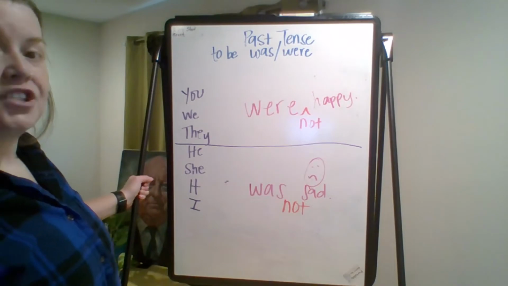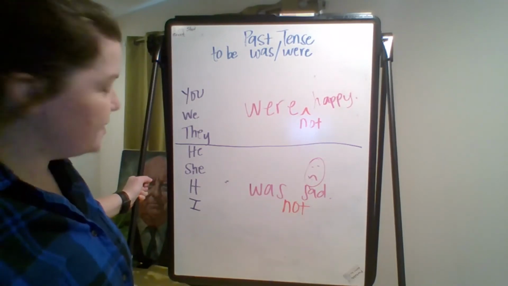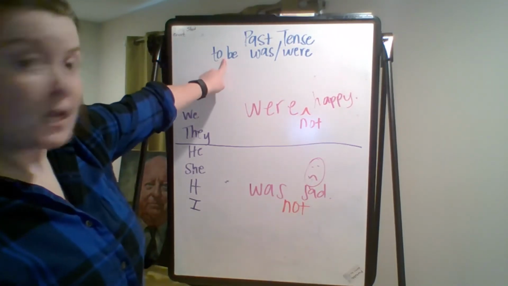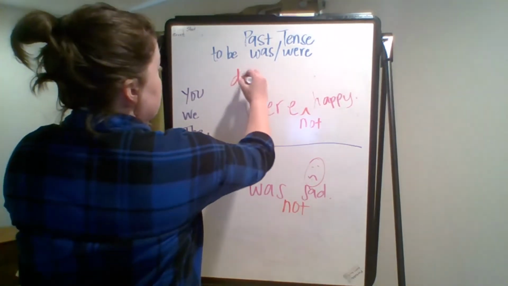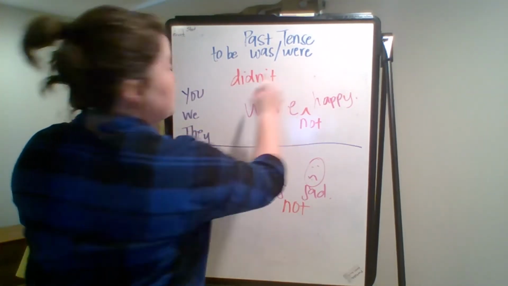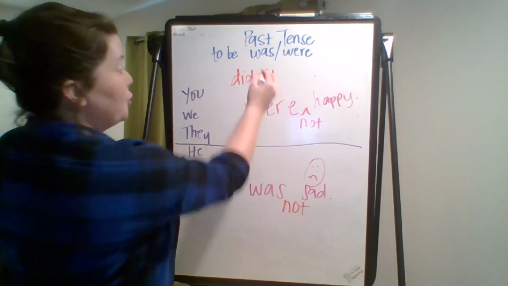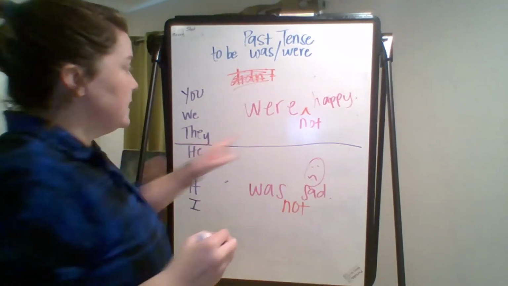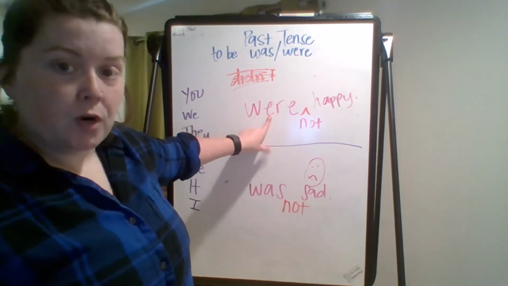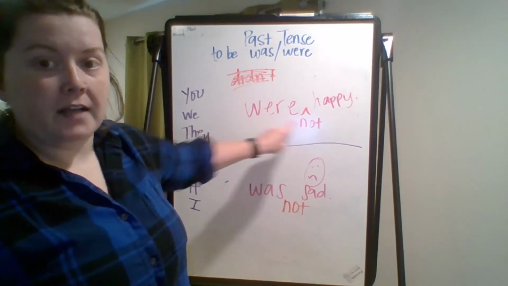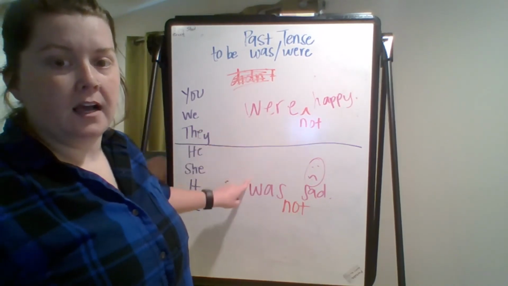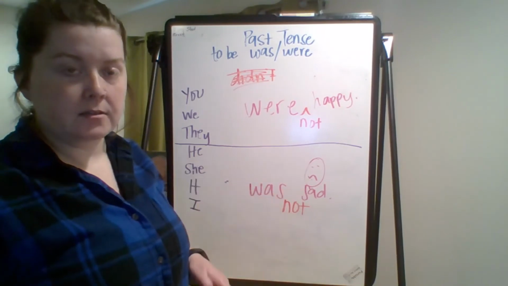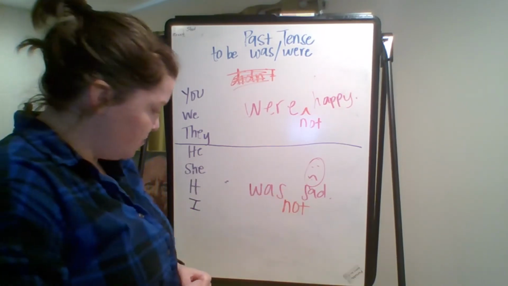Okay? So to make negative, for to be, you don't use didn't. No, no, no. Okay? For to be, was and were, you just use not. You were not. It was not. Okay? That's how you make it negative.